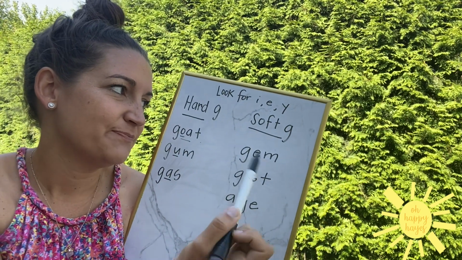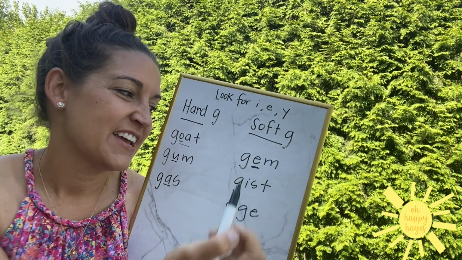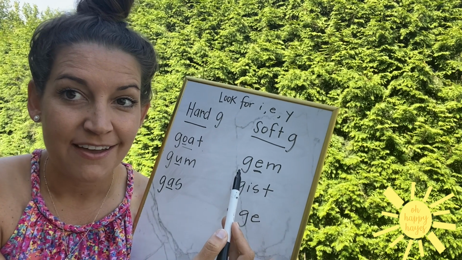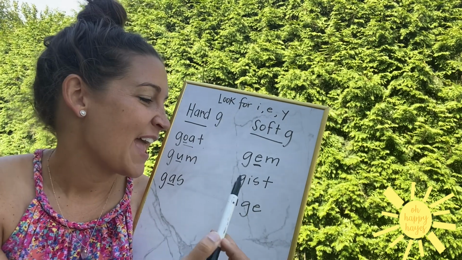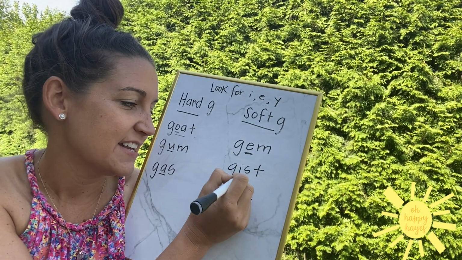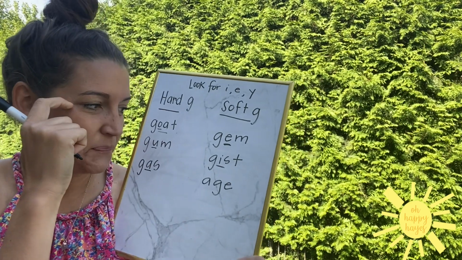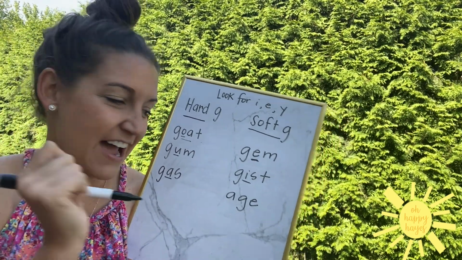I see a G here. Uh-oh. I see that pesky E. So this G is not going to say G. It's going to say J, like the J sound. Let's look down here. G. Ooh, after it is an I. That tells me that this G is going to make a J sound.